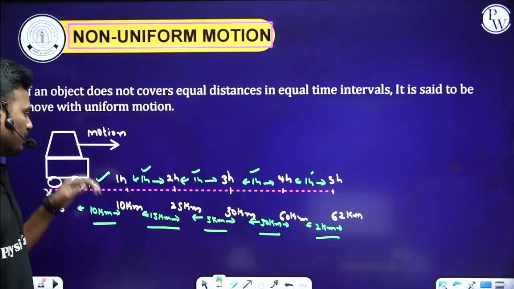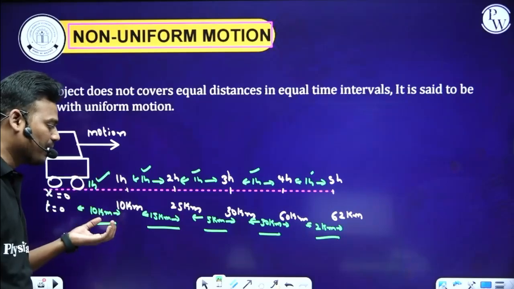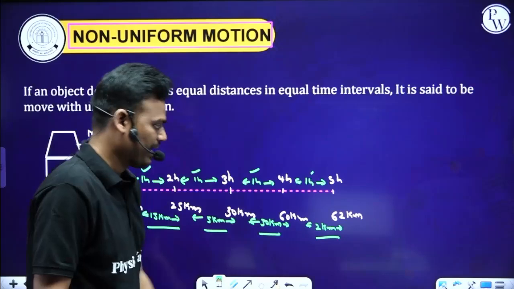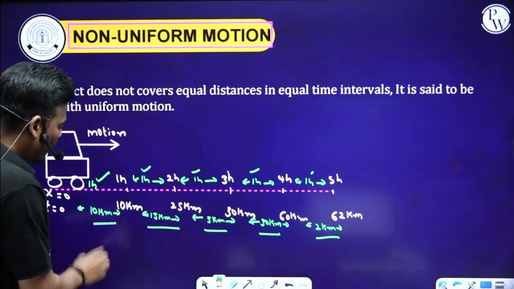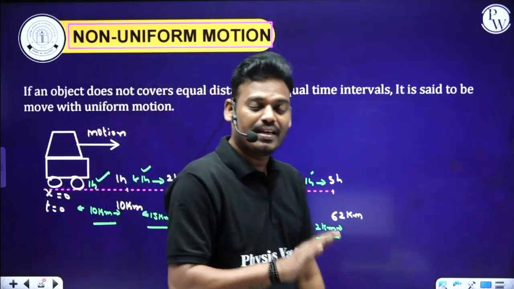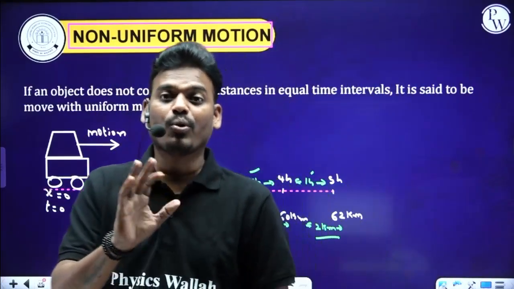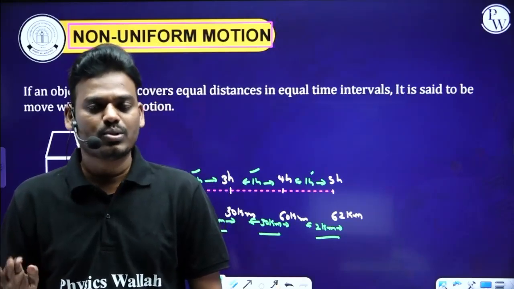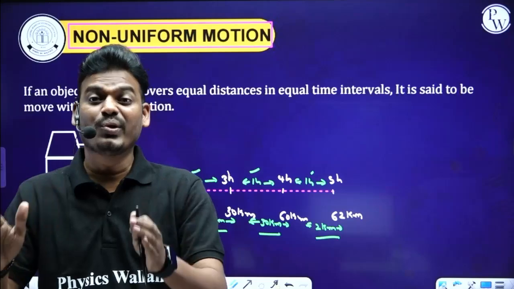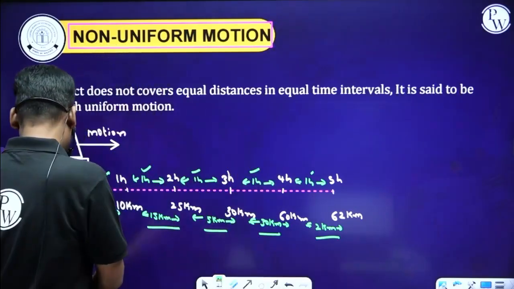That means this car is moving with non-uniform motion, because it is not covering equal distances in equal intervals of time. If a body does not cover equal distances in equal intervals of time, then we can say that the body is moving with non-uniform motion. Got it? In our day-to-day life, we experience non-uniform motion only. So let's move on to the next concept.